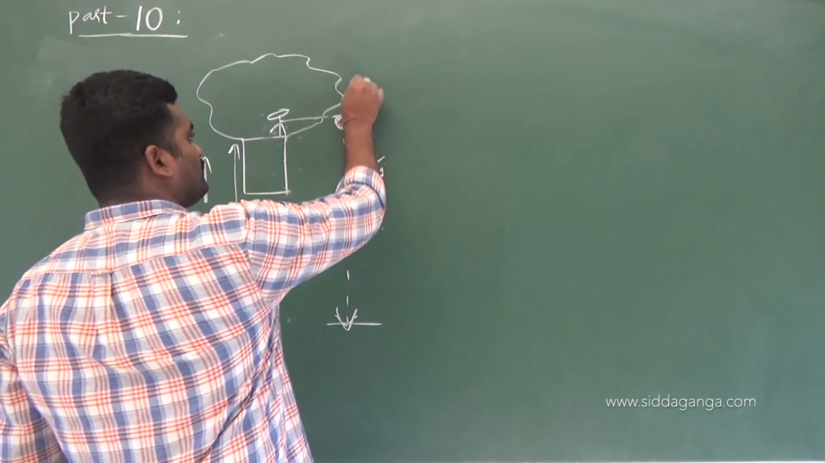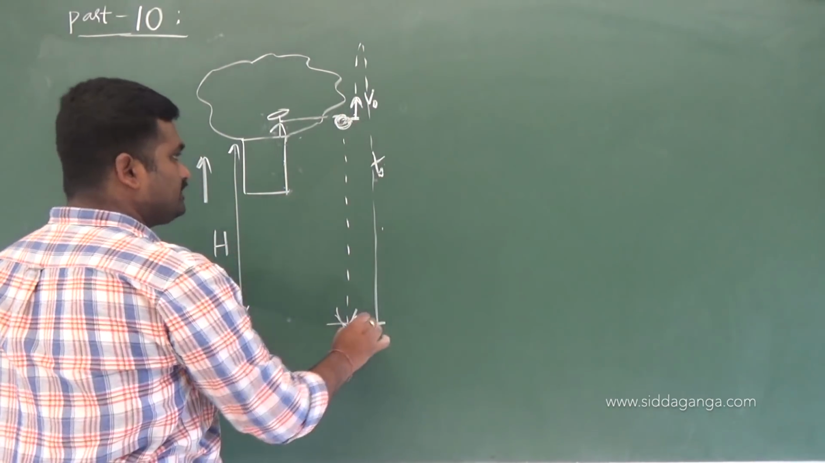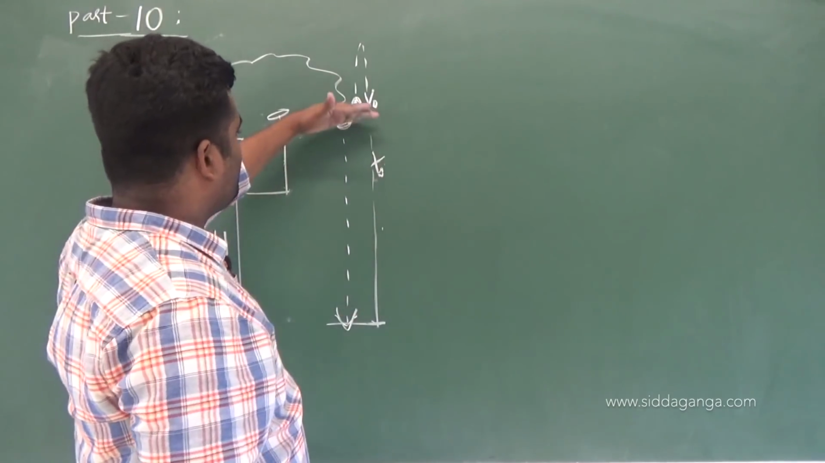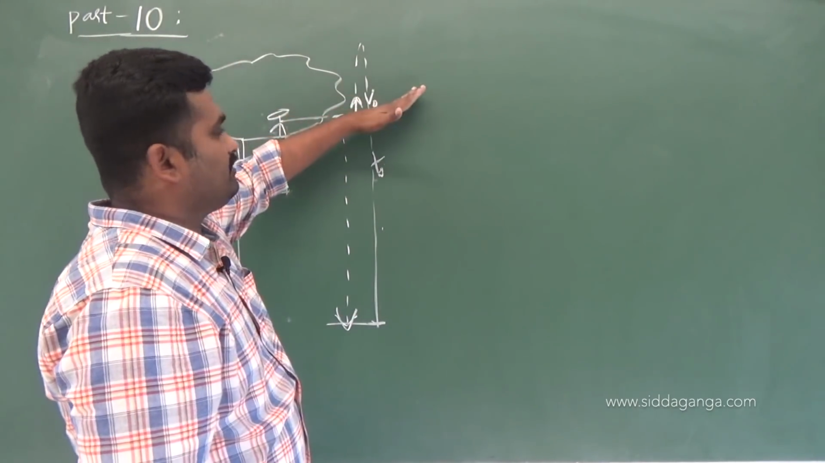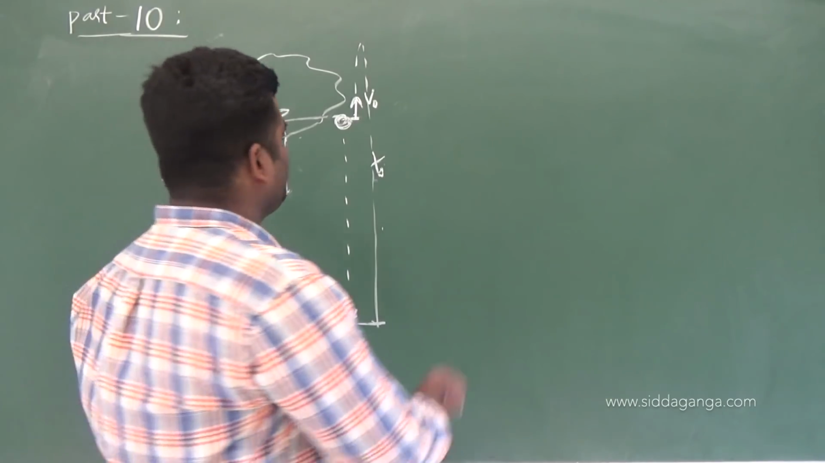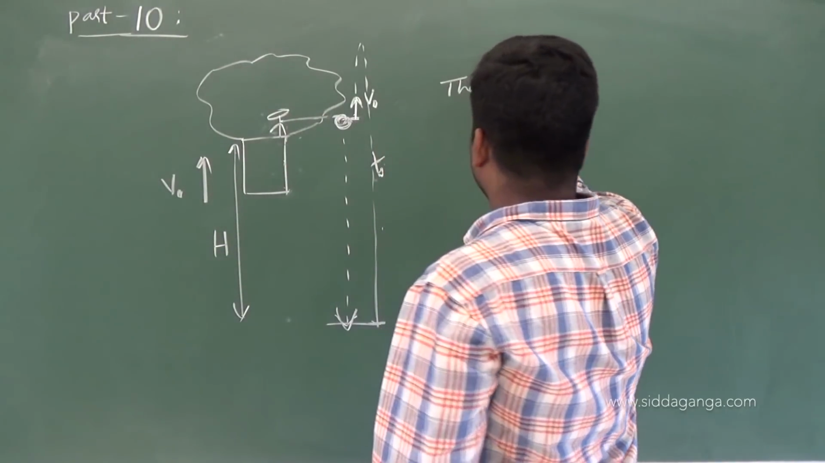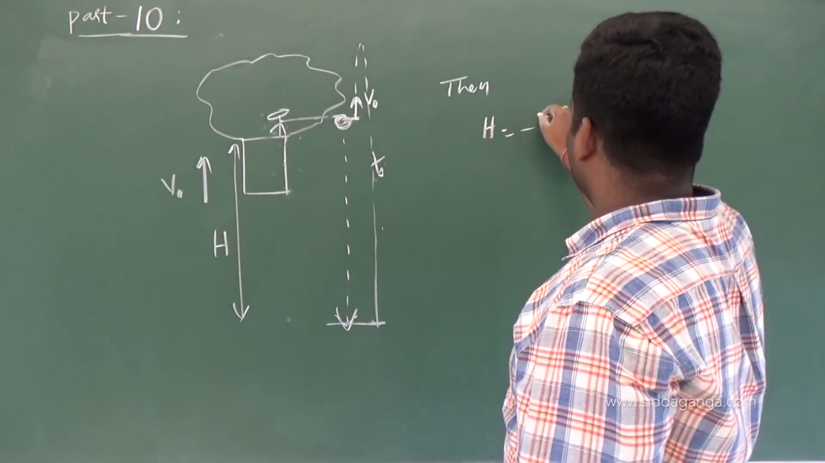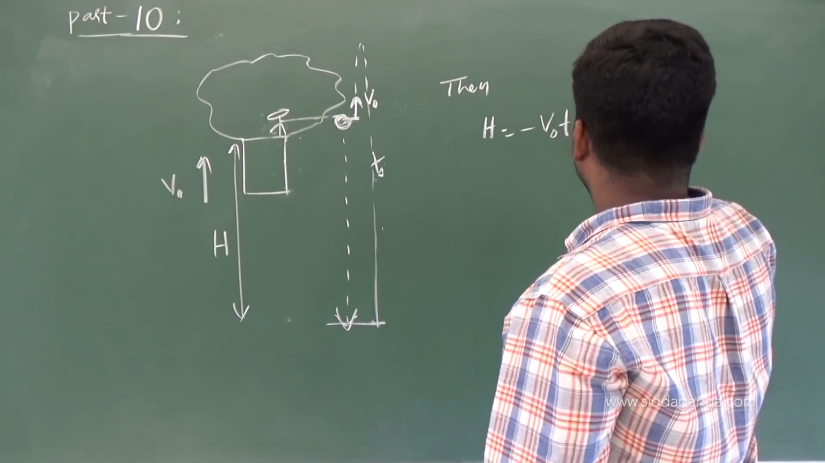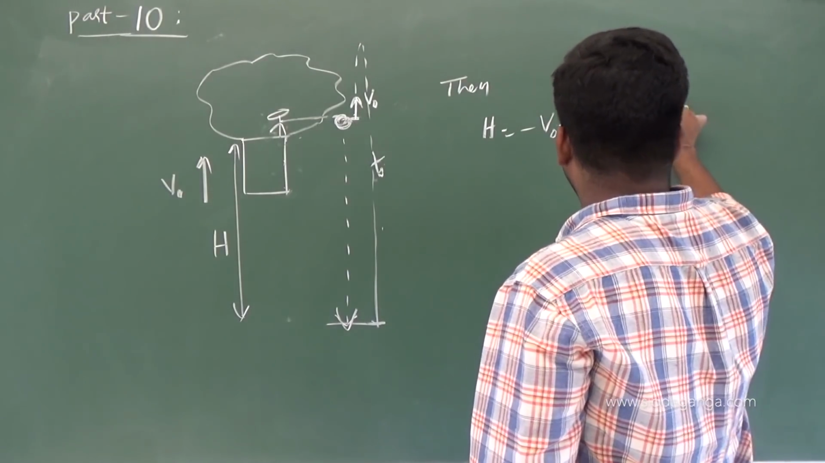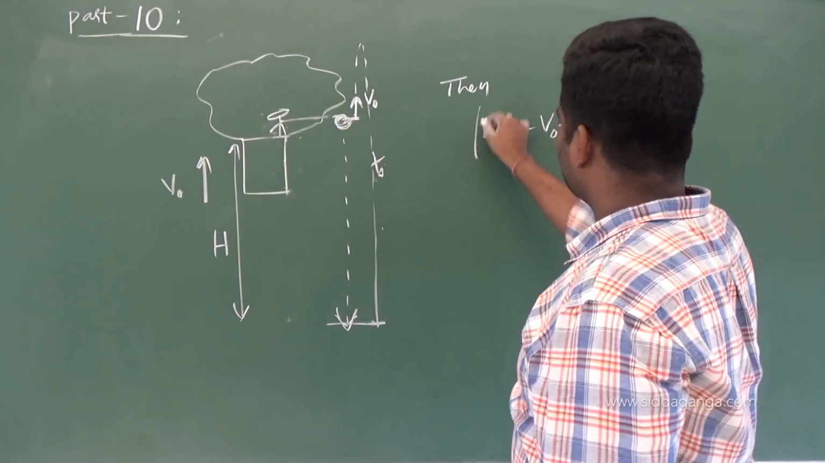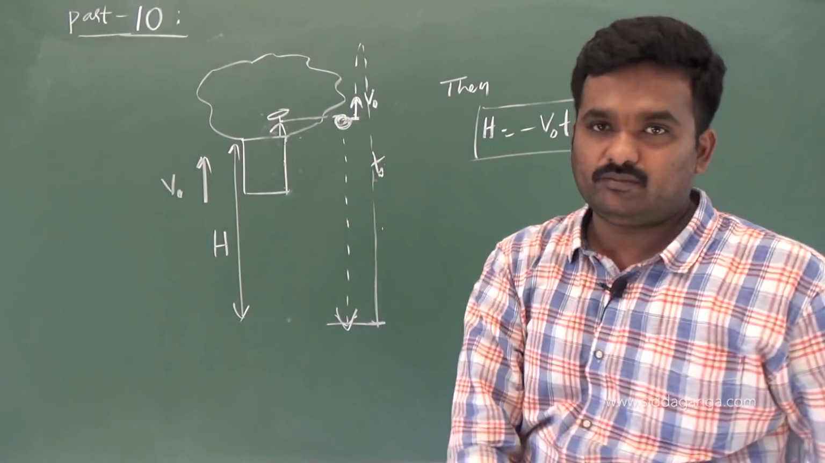Then what happens? No doubt it reaches up and once again it is going to reach the ground. It is just like, see, from this height h, a ball has been thrown up with a velocity of v naught. Then what is the expression for the height of the tower? We have written h equals minus v naught into t plus half g t square. The same concept you have to make use of even for solving the problems related to this balloon problem.